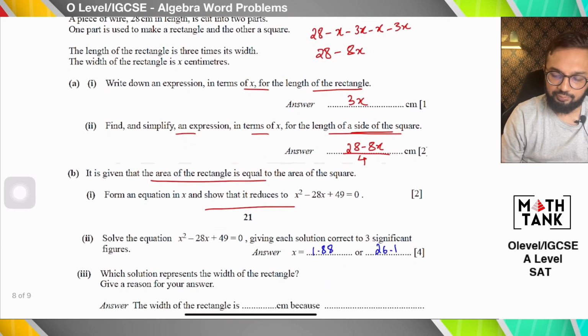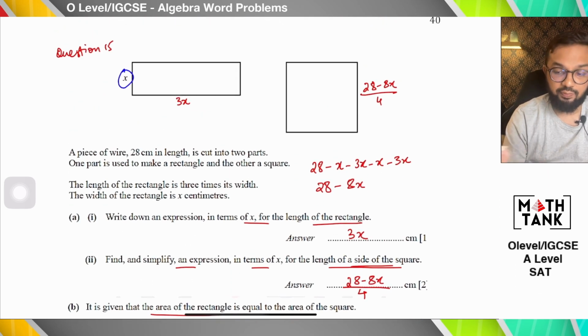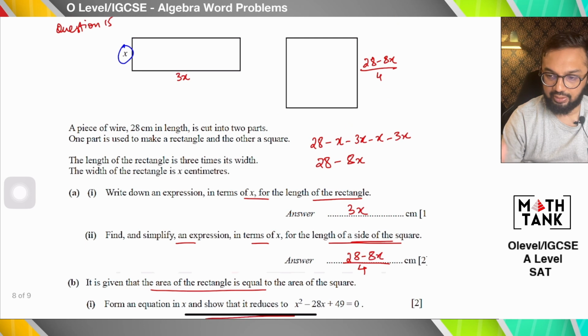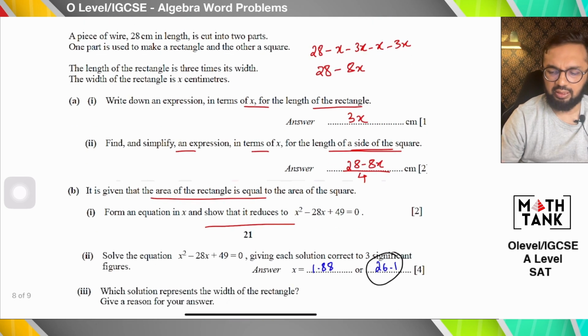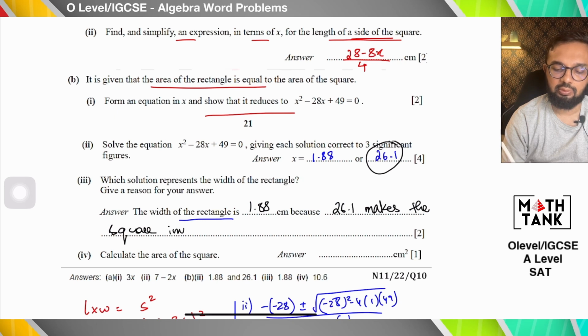Okay, so the idea is that the width of the rectangle is x. So what value of x fits? The problem with the larger value is here. If I do 8 times 26.1, this length is going to become negative, and I can't have a square with a negative side. So I'm going to say that 1.88 fits, because 26.1 makes the square impossible, because it has a negative length.